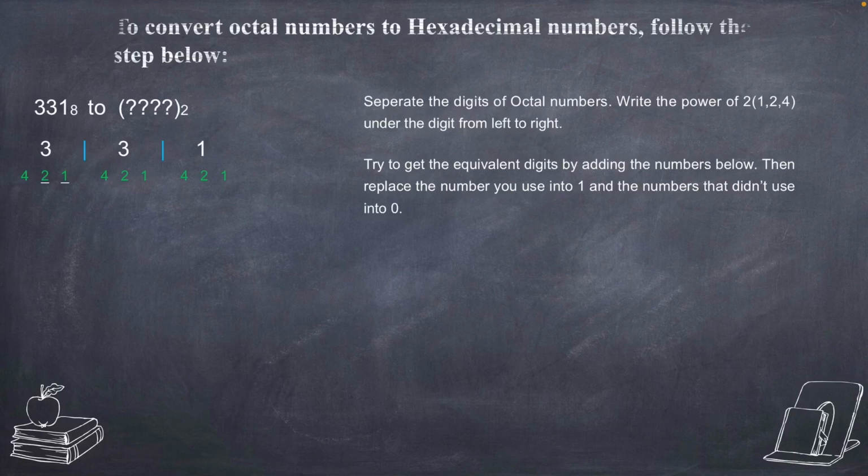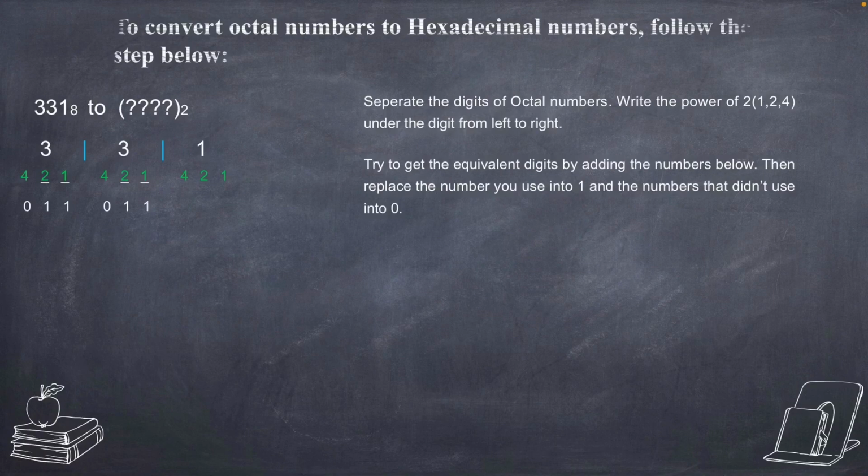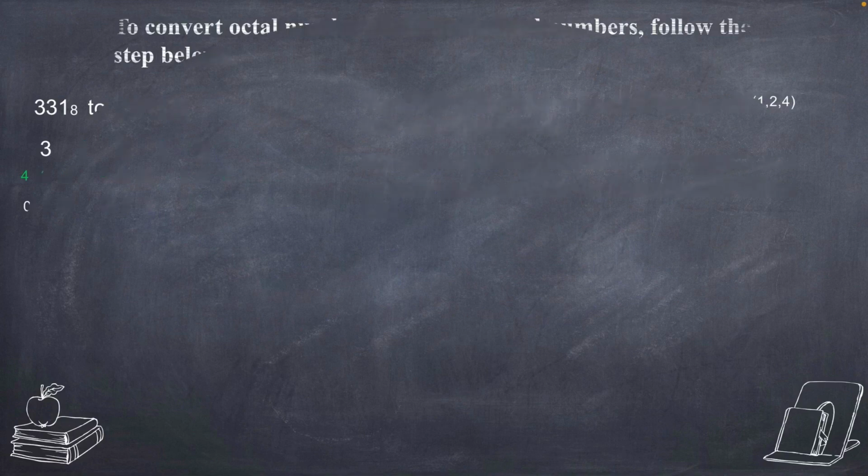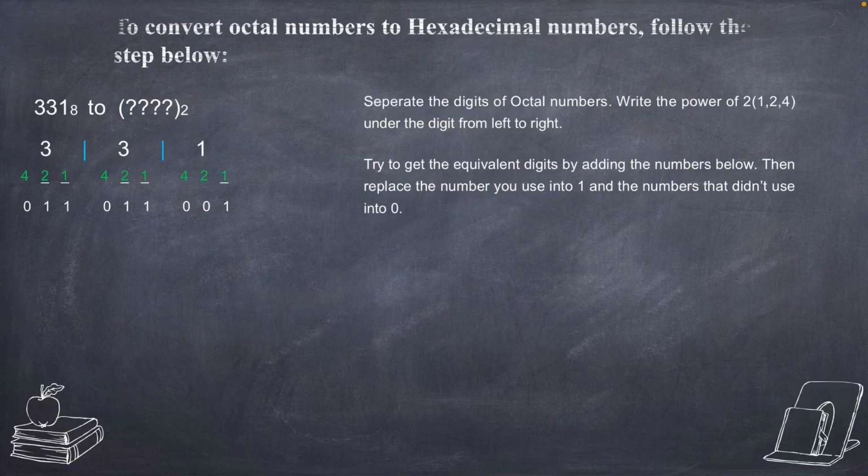Dito sa 3, 2 plus 1 is equals to 3. Kaya, yung 1, pinalitan natin siya ng 1. Then yung 2, syempre 1 din. Kasi ginamit natin siya. Then yung 4 ay 0. Tapos sa susunod, meron din tayong 2 tsaka 1 is equals to 3. So, ganun pa din yung naging binary number niya na 011. Tapos sa pangatlo, syempre meron tayong 001.